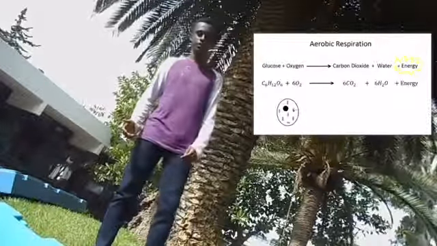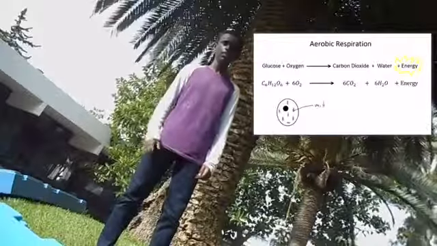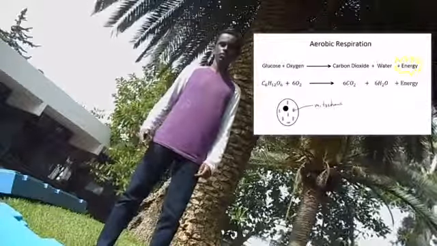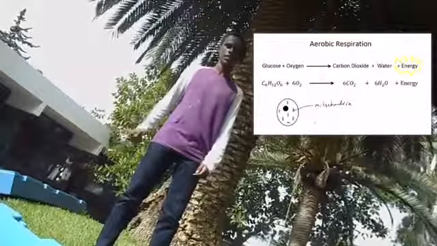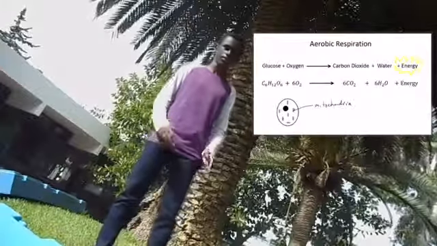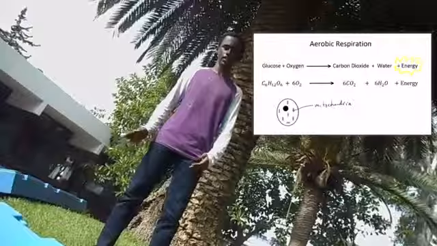Now the formula for respiration is glucose plus 6 oxygen is equal to 6 carbon dioxide plus 6 water, plus ATP. While the water and ATP are immediately used, the carbon dioxide is exhaled.